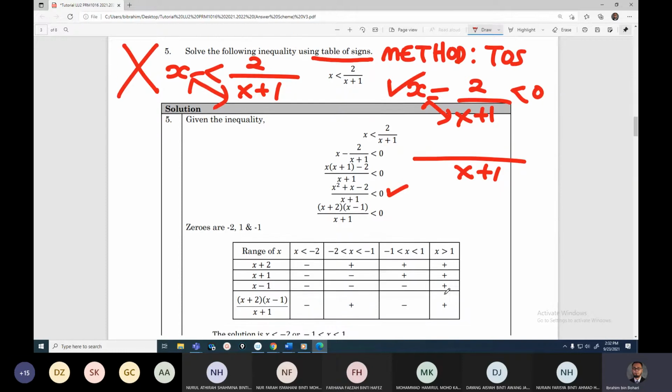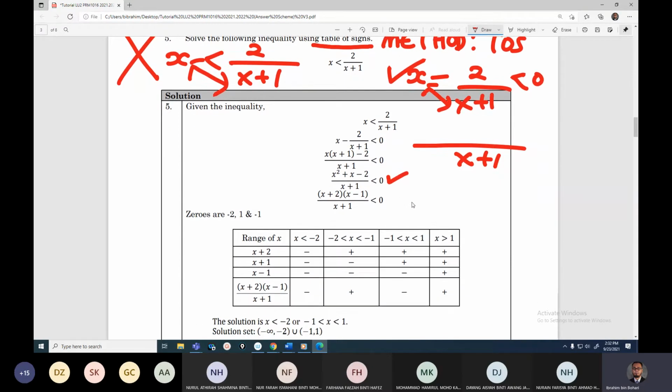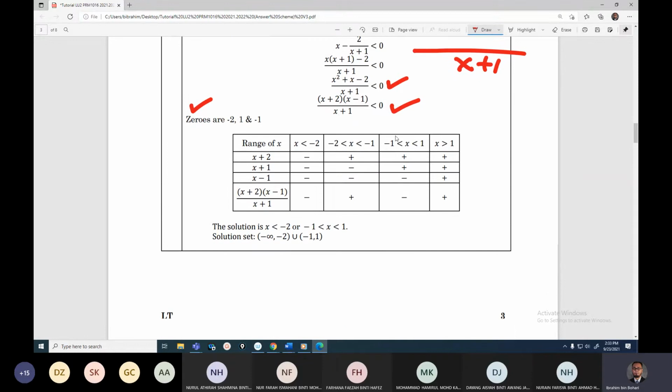Then step 1, factorize the quadratic: (x plus 2)(x minus 1) less than 0, and the zeros equal negative 2, 1 and negative 1. Draw the table of sign. Let me show it again. The zeros from the left are negative 2, negative 1, and positive 1. Check that you have intervals 1, 2, 3, and 4. There are 4 intervals. Usually if you have 3 zeros, it is always plus 1, so there are 4 intervals.